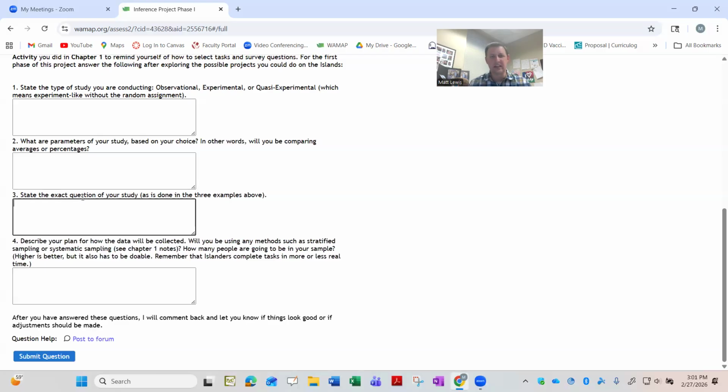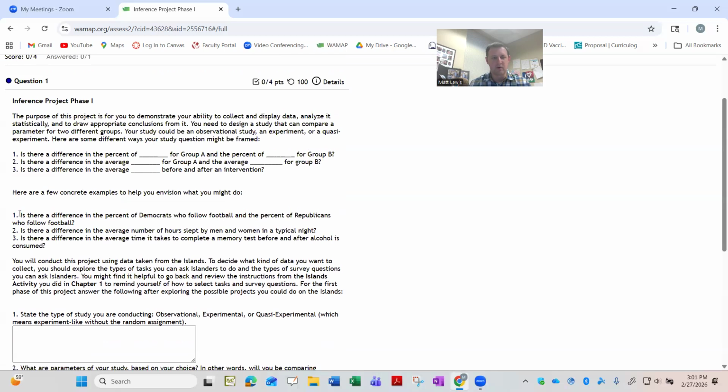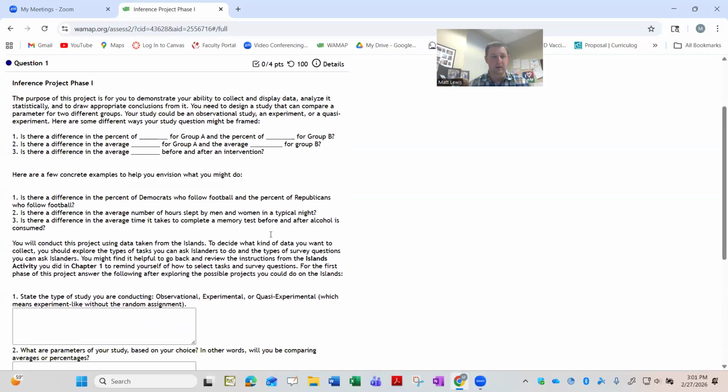Number three, state the exact question of your study. And so, in other words, kind of put it in one of these formats here, right? Just boil it down to one single sentence that describes the question you're trying to answer about two different groups.